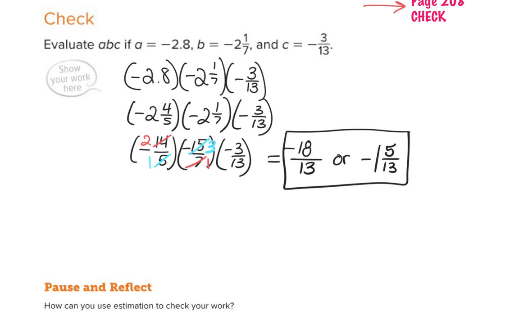All right, when I worked mine out, I got negative 18/13, or negative 1 5/13. Again, this one would not be left in decimal form because it is not a terminating decimal. Give yourself a star if you got this one correct.